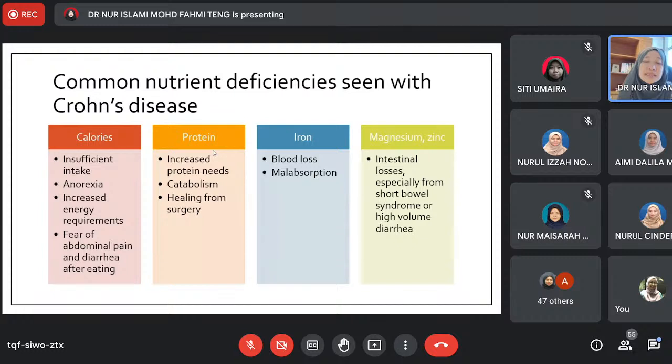This is due to increased protein need, so they couldn't meet the protein requirement, because of catabolism or healing from surgery. Healing also requires increased protein. And then iron deficiency, due to blood loss and also malabsorption. Magnesium and zinc deficiency is due to intestinal losses, especially from short bowel syndrome or high volume diarrhea.